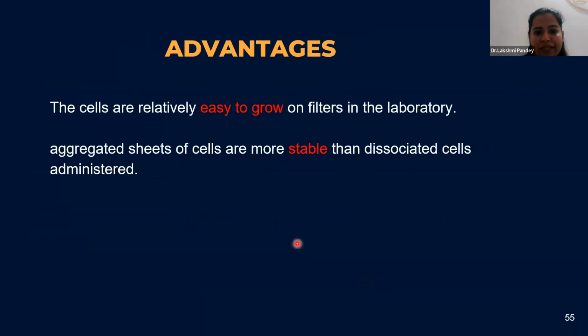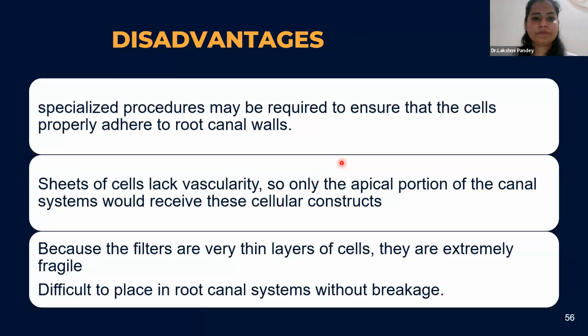Advantages: the cells are relatively easy to grow on filter paper because the filter acts as a scaffold, and an aggregated sheet of cells is more stable than dissociated cells to administer. Disadvantage was that specialized procedures may be required, definitely. Sheets of cells lack vascularity. So only the apical portion of the canal system would receive these cellular constructs. Because the filters are a very thin layer, they are extremely fragile. So placement inside the root canal was very difficult.